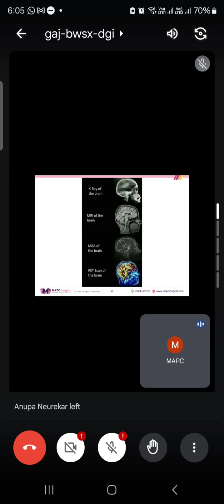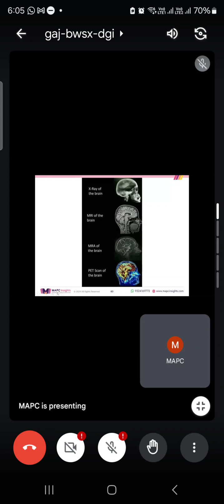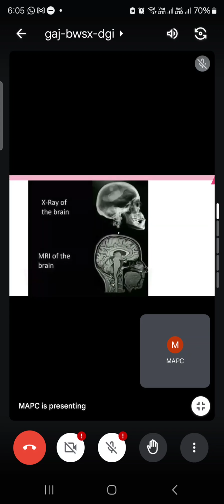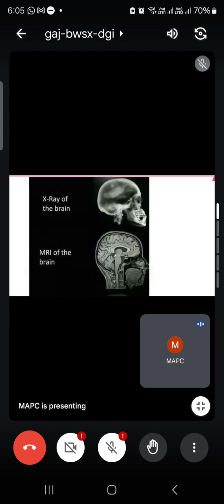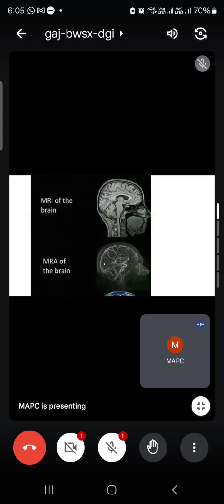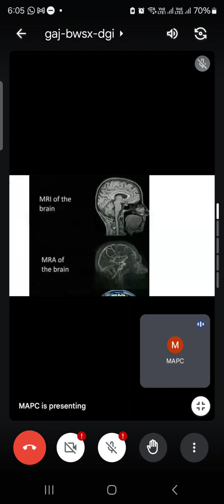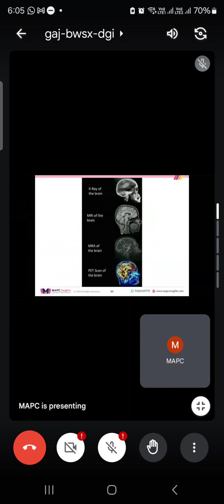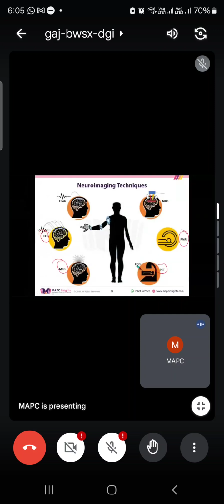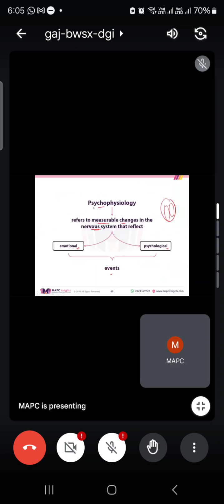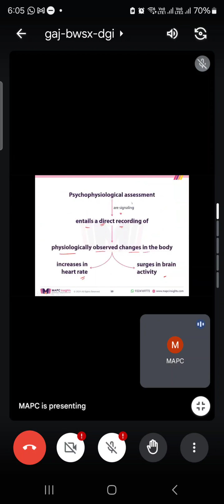See, this is like an X-ray of the brain. You can see this is the X-ray, this is the MRI, this is MRA of the brain, and this is the PET scan of the brain. So these are the various neuroimaging techniques, and this helps us to do the psychophysiology assessment of the brain of the person.